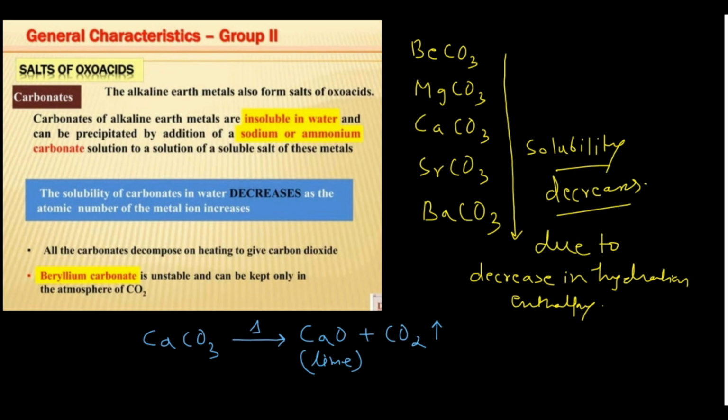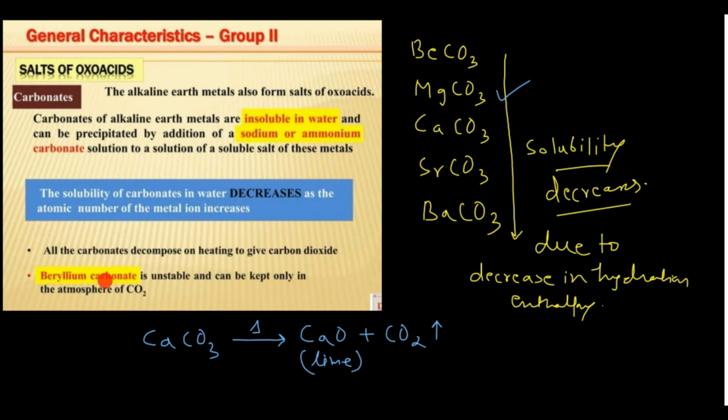In a similar way you can decompose magnesium carbonate to produce magnesium oxide, and so on. And the important thing is that, along with the oxo acid salts like carbonates, these alkaline earth metals also form nitrates. Here what I have written is that all the carbonates decompose on heating according to this reaction. I have explained it for calcium, and you can do the same thing for magnesium carbonate, strontium carbonate and barium carbonate as well.